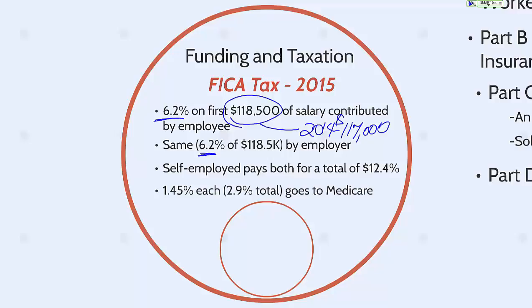1.45% of salary goes to Medicare, and again there is a match. It's 1.45% on the part of the worker and 1.45% on the part of the employer, and that is of course 2.9% total, and that is on an unlimited tax base.